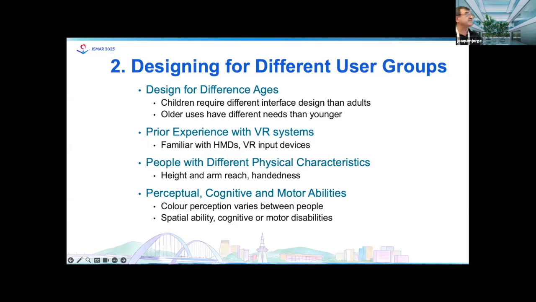And then again, you have people of different heights and arm reach and handedness, left-handed versus right-handed people. Color perception, already mentioned. Spatial ability, cognitive or motor disabilities. I have had at least two doctoral students that cannot see in 3D. And that's interesting, designing VR systems for people who cannot see in 3D.